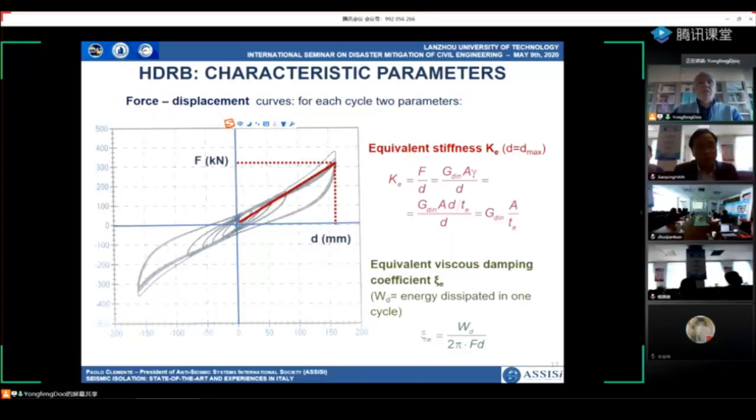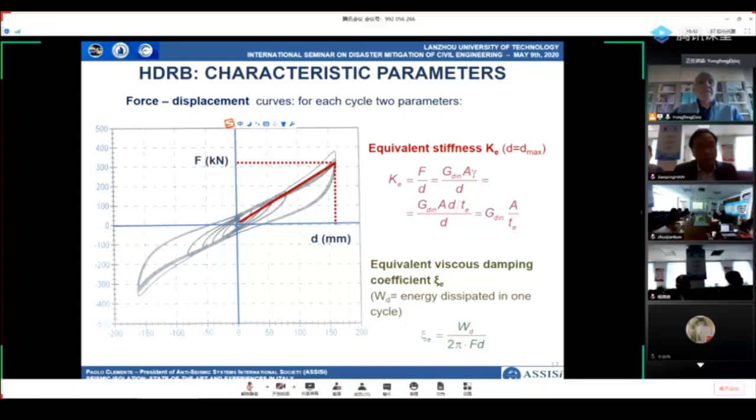The behavior of the elastomeric device is characterized by the force displacement curve. For each cycle, we have 2 parameters: the equivalent stiffness, which is given by the ratio between the maximum force and the maximum displacement reached in each cycle, and the equivalent viscous damping coefficient, which is a function of the area contained in the cycle. Usually these parameters in the linear design are defined with reference to the maximum design displacement.